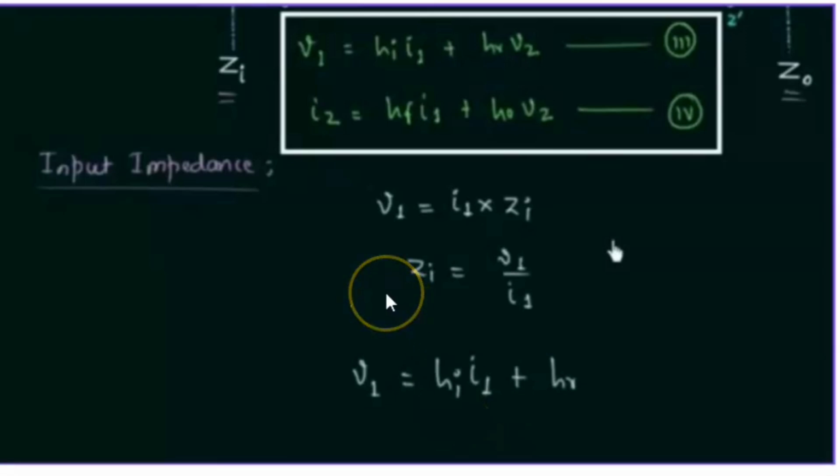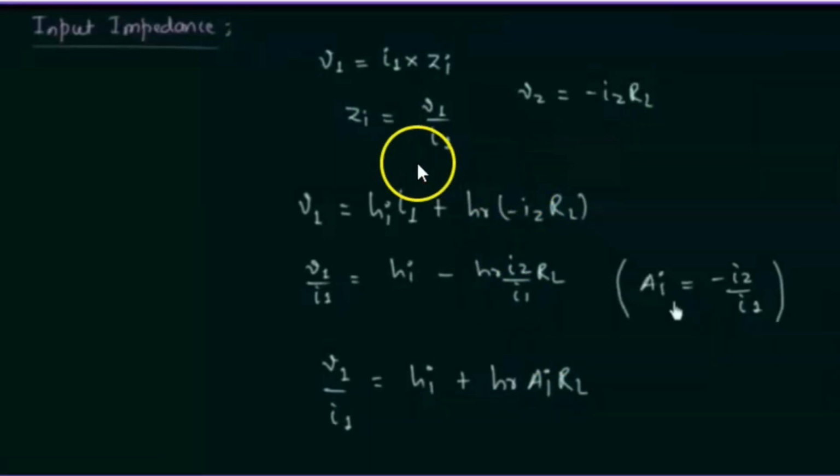Now the next parameter that we have to calculate is our input impedance. So we know that our input voltage is going to be equal to I1 into Zi. So from here we can get the value of Zi as V1 by I1. Now we have already seen these two equations in previous videos. So from here we are going to take the third equation, that is V1 is equal to HI I1 plus HR V2. Here we can put the value of V2, that is equal to minus I2 RL. After that we are going to divide both sides by I1.